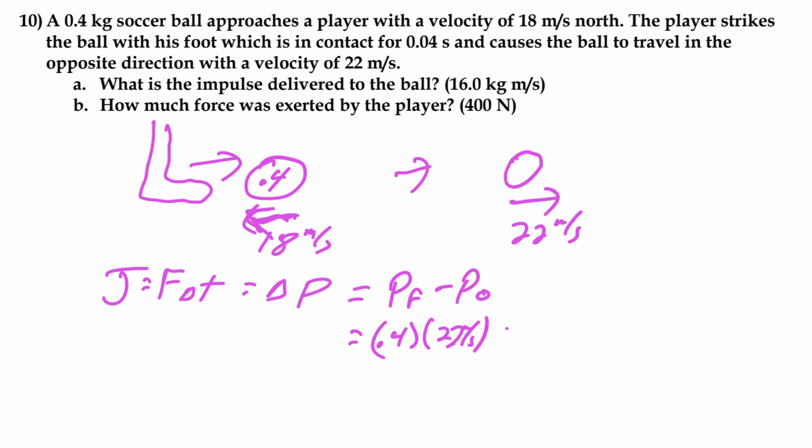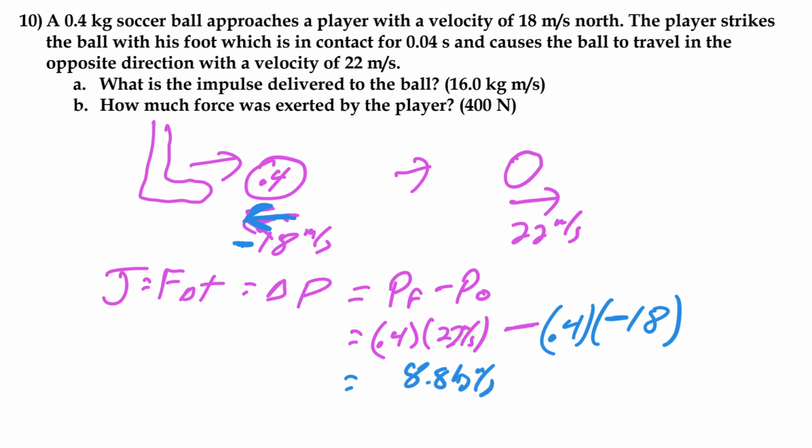Now the initial momentum, actually you've got to be careful. Notice here that we're moving to the left. So that means we're starting out with a negative momentum. So the initial momentum is actually going to be 0.4 times negative 18. Okay, so in other words, 0.4 times 22 gets me 8.8.